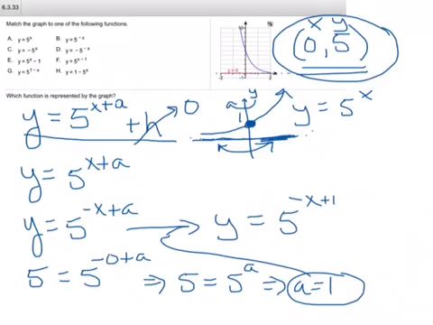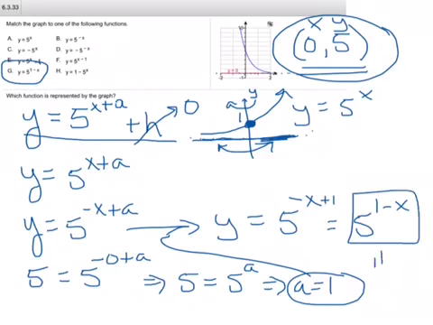So I do see that reflected up here, although I think it's written instead as this one, y equals 5 to the 1 minus x. So our answer must be G.